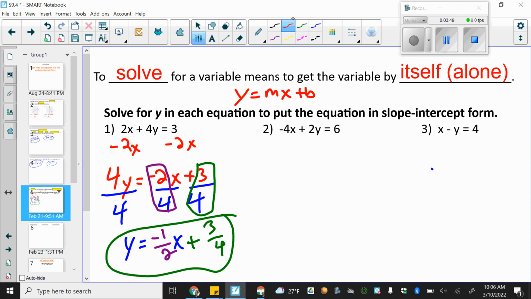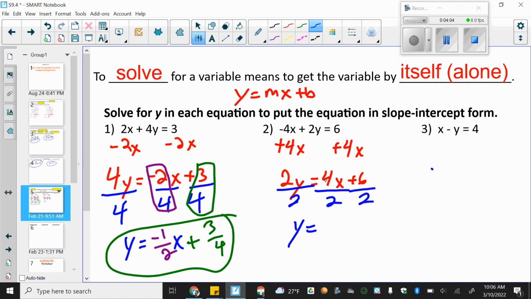We can do it again. Add 4x this time. It's going to give us 2y equals 4x plus 6. I'm going to divide everything by that 2 again, leaving me y. Again, I have 4/2, so sometimes we have to reduce it like a fraction. Here we can actually just divide. 4 divided by 2 is 2x, and then 6 divided by 2 is 3, so plus 3.